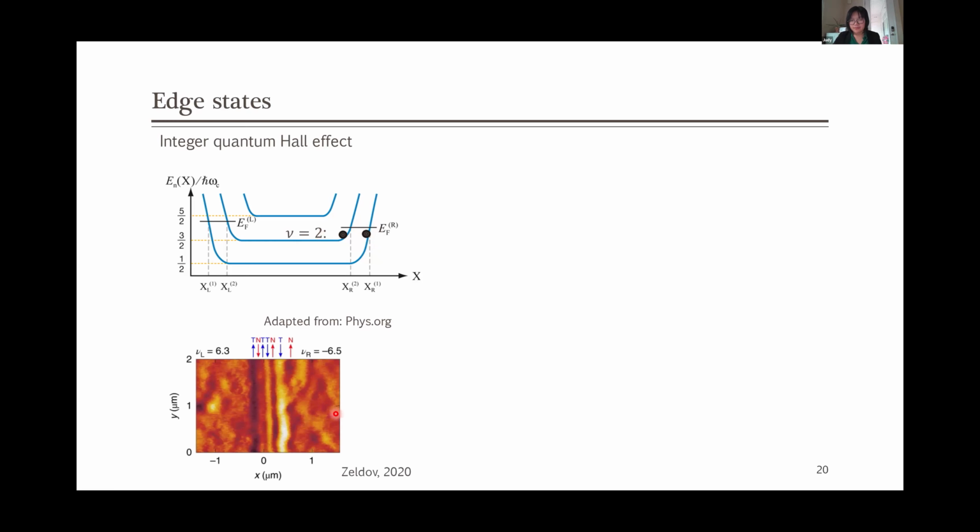This type of measurement has been done, and quantum Hall edge states have been locally resolved using SQUID.